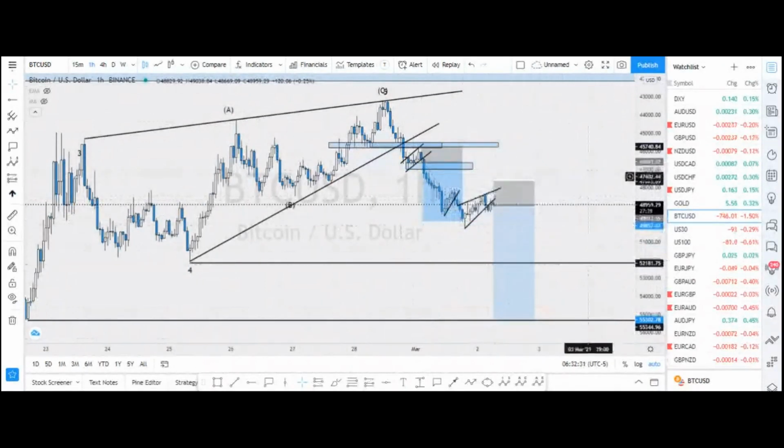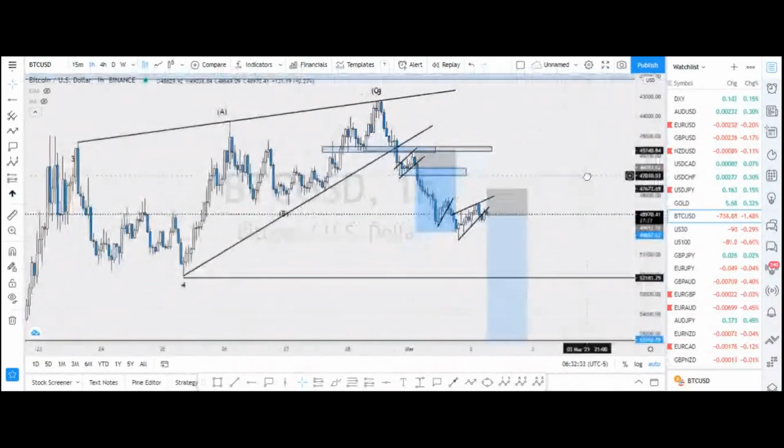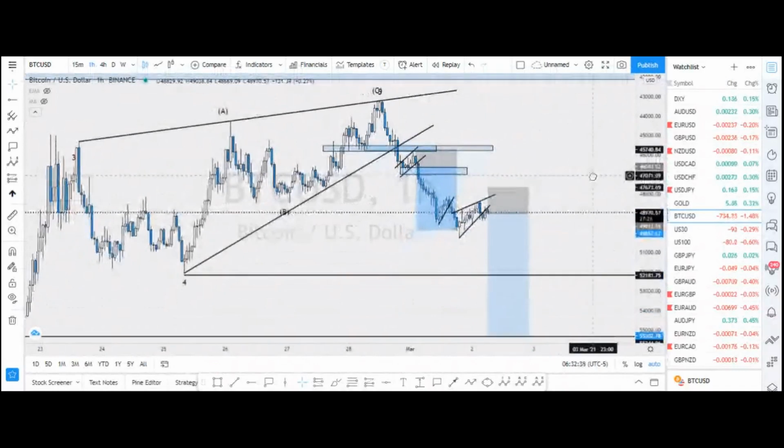So we might expect it to push down further. I hope you grab that. So that's how it's easily done, and that's how you treat a wedge.